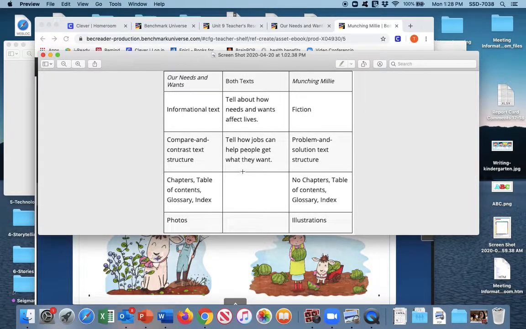So going through, I'm just going to read it one more time. Both texts tell about how needs and wants affect our lives. Both texts tell how jobs can help people to get what they want. The differences: our needs and wants is an informational text with real photos. Munching Millie is a fictional story with illustrations. Our needs and wants is an informational text, so it has chapters, table of contents, glossary and index, and Munching Millie does not. And last, our needs and wants has comparing and contrasting of the needs and wants, whereas in Munching Millie, it's just a story and we talk about the problem that Millie has that needs to be solved.